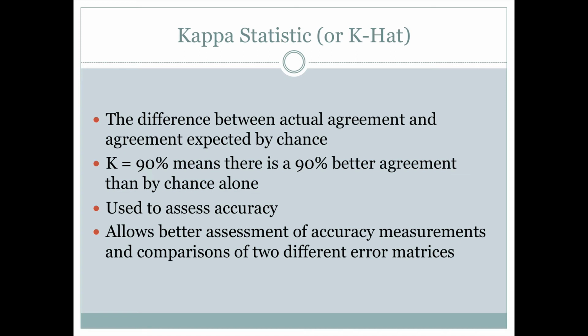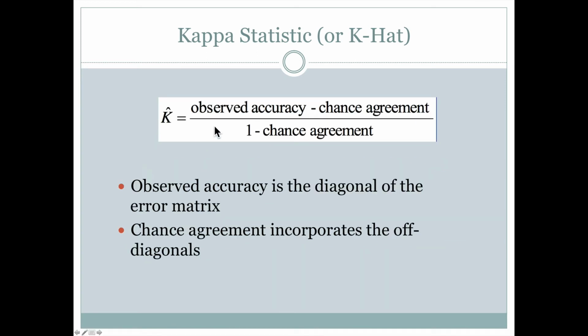So the K-hat statistic is the observed accuracy minus the chance agreement, divided by 1 minus the chance agreement. The observed accuracy is the diagonal of the error matrix. We just sum up the diagonal, because that's going to be all the times it's right. And the chance agreement is a little more complicated.